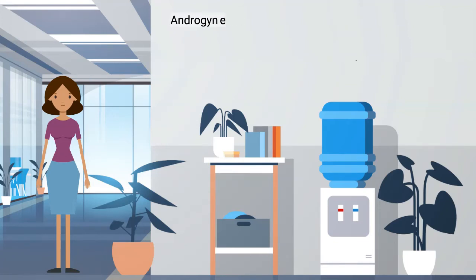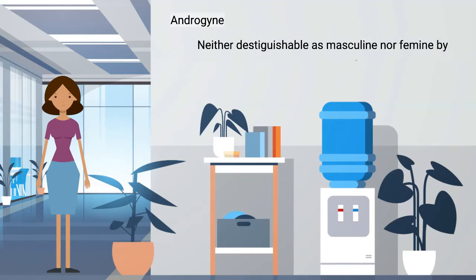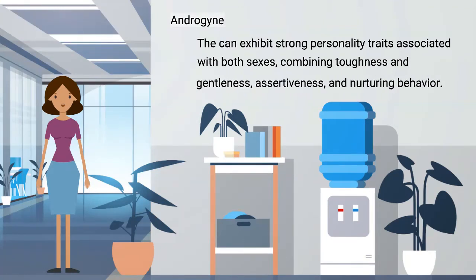Androgyne. An androgynous individual has both feminine and masculine characteristics. An example is someone who is neither distinguishable as masculine nor feminine in how they dress, appearance, or behavior. Depending on the situation, they can exhibit strong personality traits associated with both sexes, combining toughness and gentleness, assertiveness and nurturing behavior.